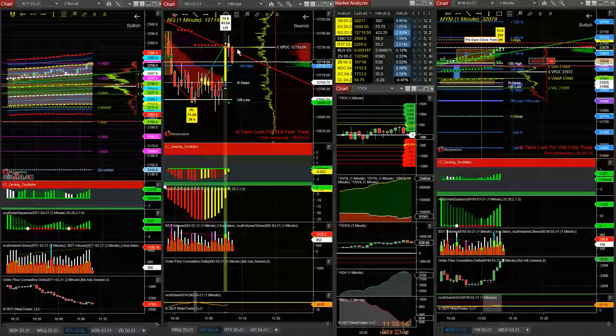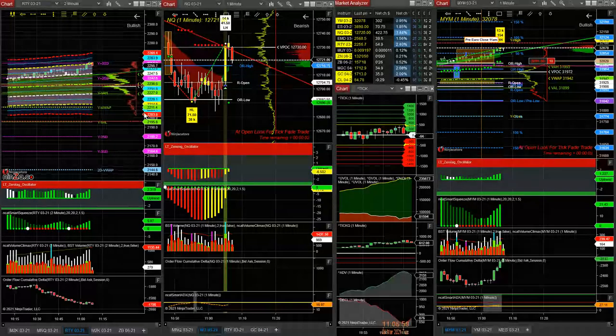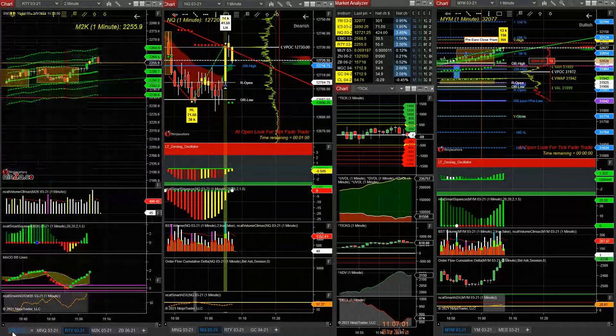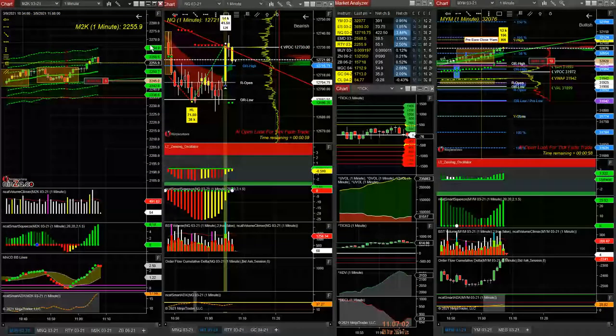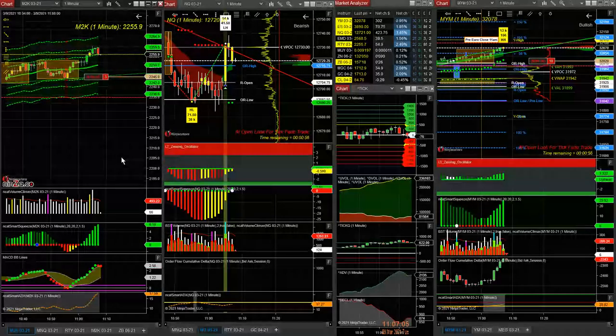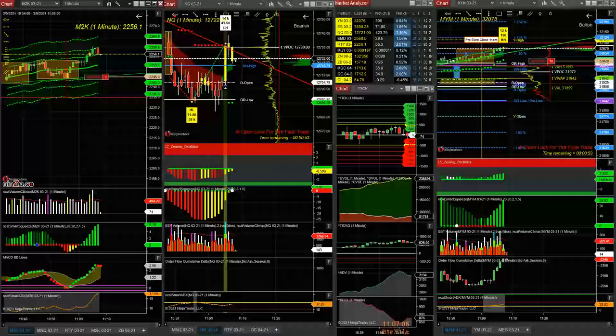Oh my God. I got suckered into that thing. Holy cow. But it worked. Make $300. I'm adding to my micro here, good. M2K. So we're done with NQ. We make money in NQ again.